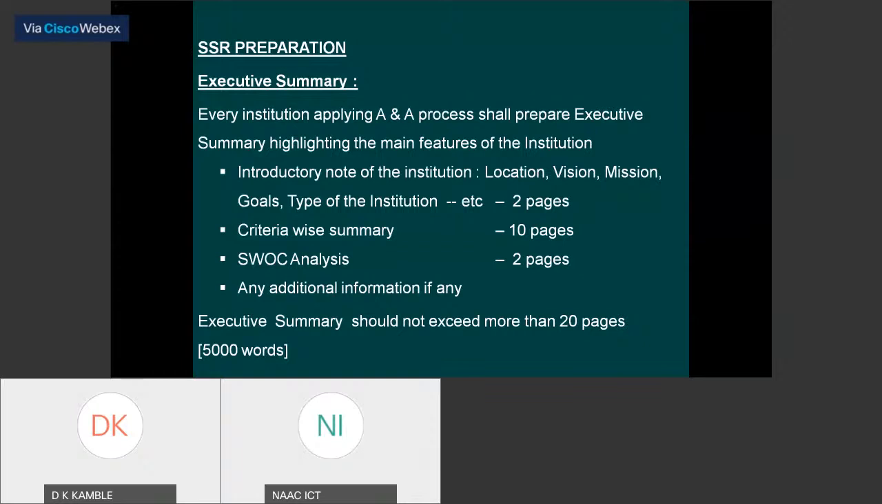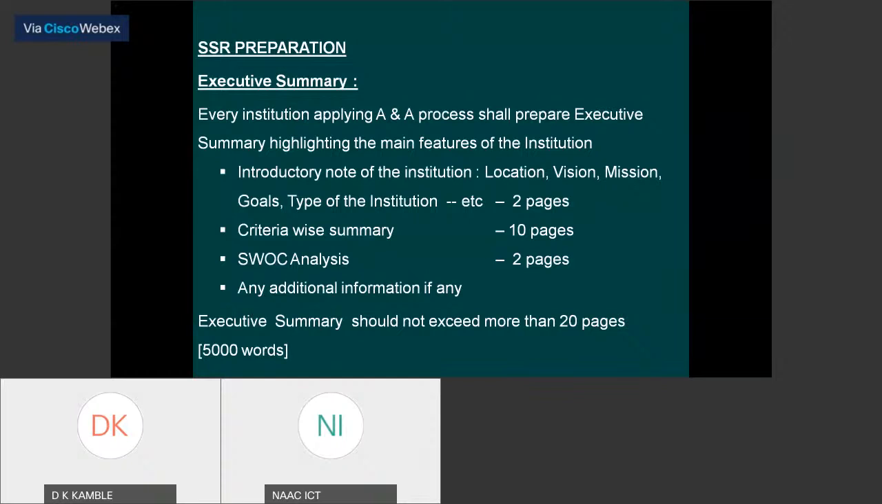Before starting that, the quality indicator framework, criteria-wise preparation of SSR. In that, the first one is the executive summary. The institution has to write the executive summary. Each and every institution applying for the assessment and accreditation process shall prepare their own executive summary, highlighting the main features of the institution. For example, introductory remarks, that is an introductory note of the institution: location, vision, mission, goals and types of the institution. It may cover a maximum of 2 pages, not more than 2 pages.